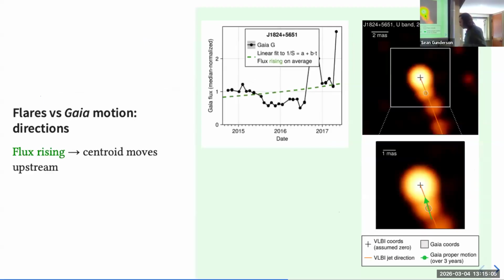First, of course, I looked at several cases manually, and I will show just the two that are representative. The first scenario is when you have a flux that is rising on average. You have some flare closer to the end of the Gaia observing period, and with these arrows I show the Gaia proper motion. You see that the Gaia positions are offset from the jet origin, but they are moving towards the jet origin. And this is okay: you have rising flux and the Gaia centroid moving closer to the origin.